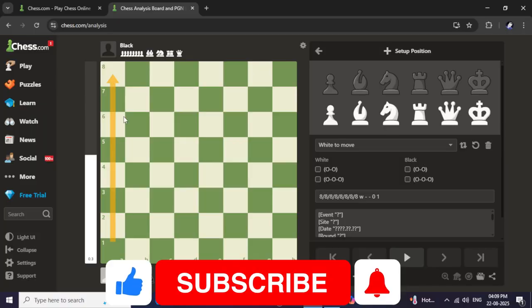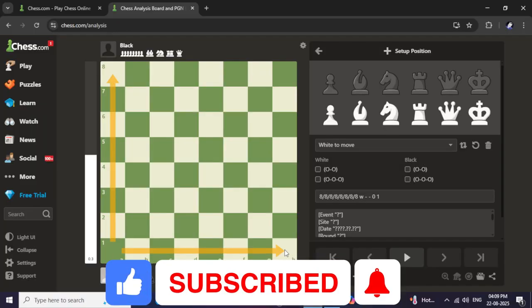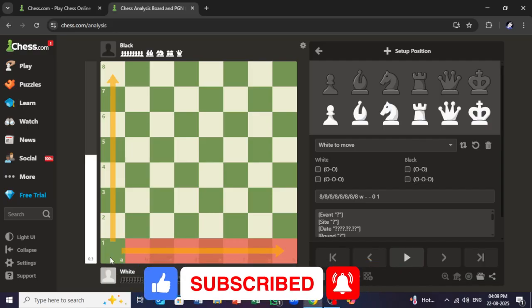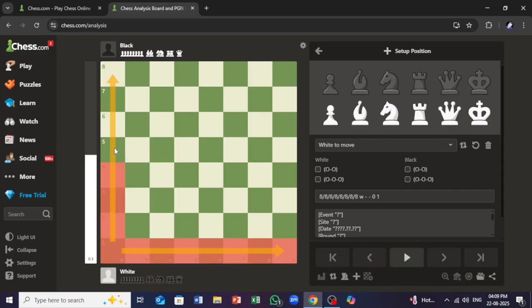So these are files and these are ranks. These are files and these are ranks. So this is it about the chessboard.